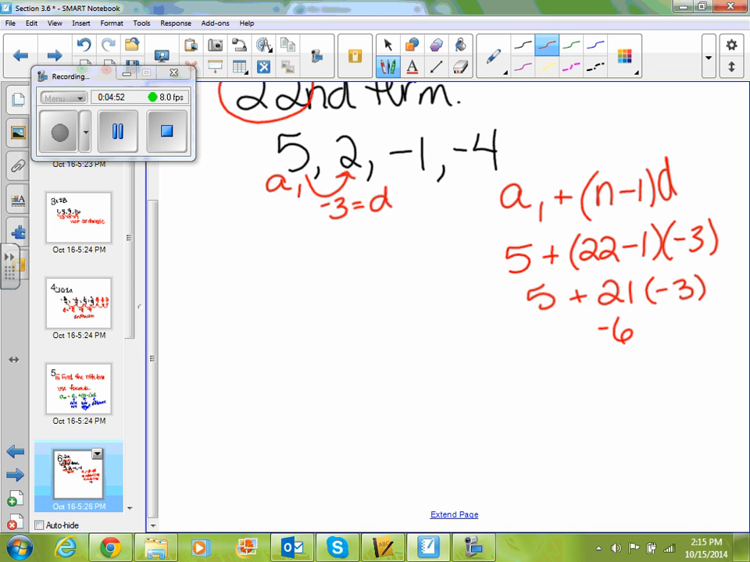-63. So I end up with 5 plus -63, or 5 minus 63, which is negative 58. So my 22nd term would be negative 58.